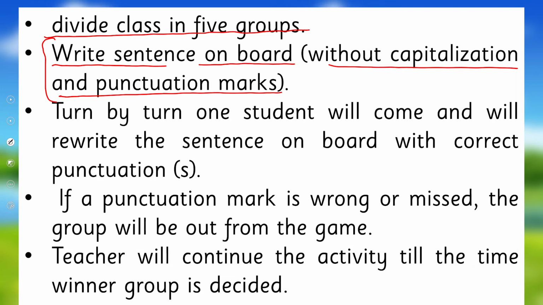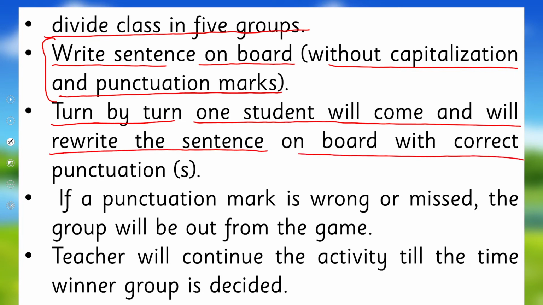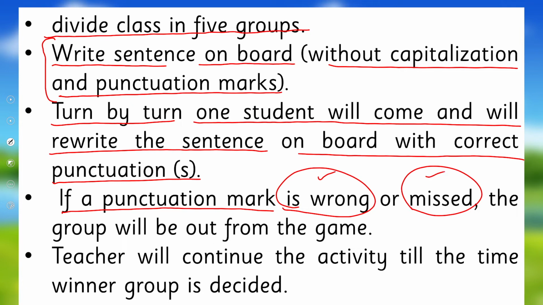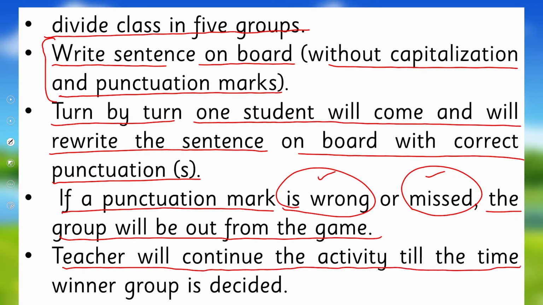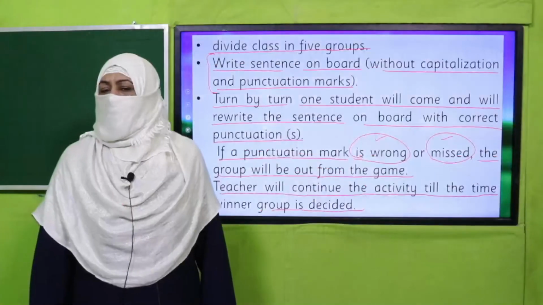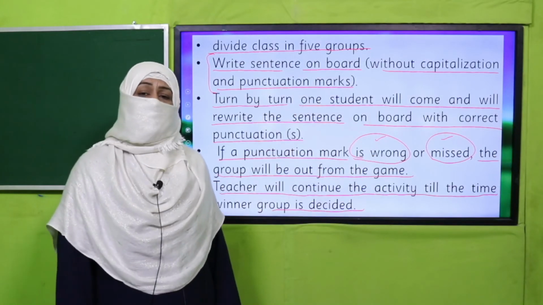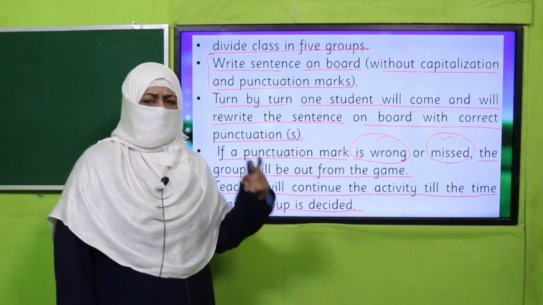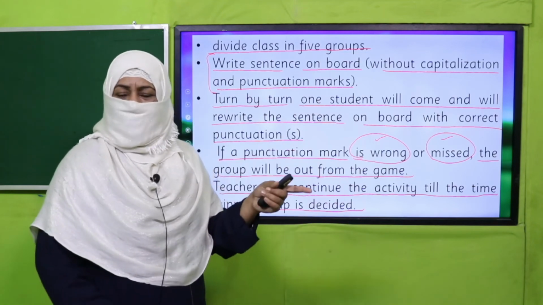What you will do then, turn by turn, one student will come and rewrite the sentence on the board with correct punctuation. If a punctuation mark is wrong or missed, in both cases, the group will be out of the game. The teacher will continue the activity until a winner group is decided. Okay, I'm hoping you will enjoy this activity. Be very careful, put the correct punctuation marks, then come back.